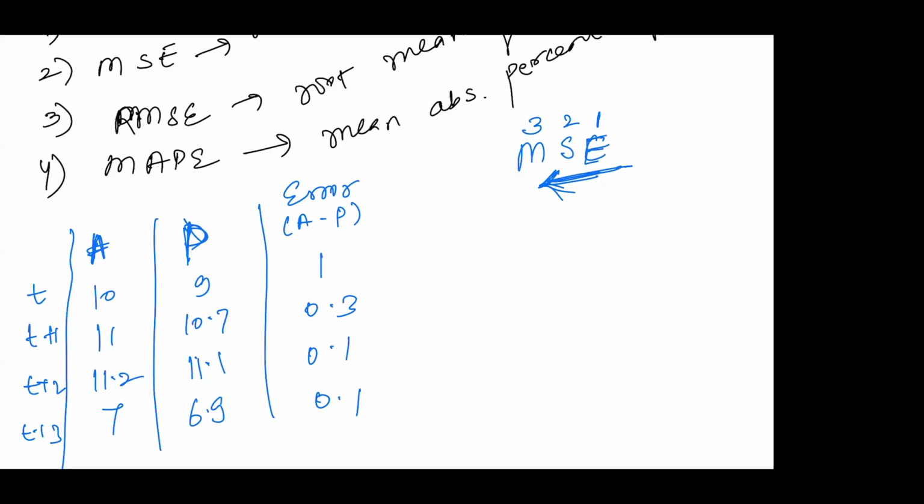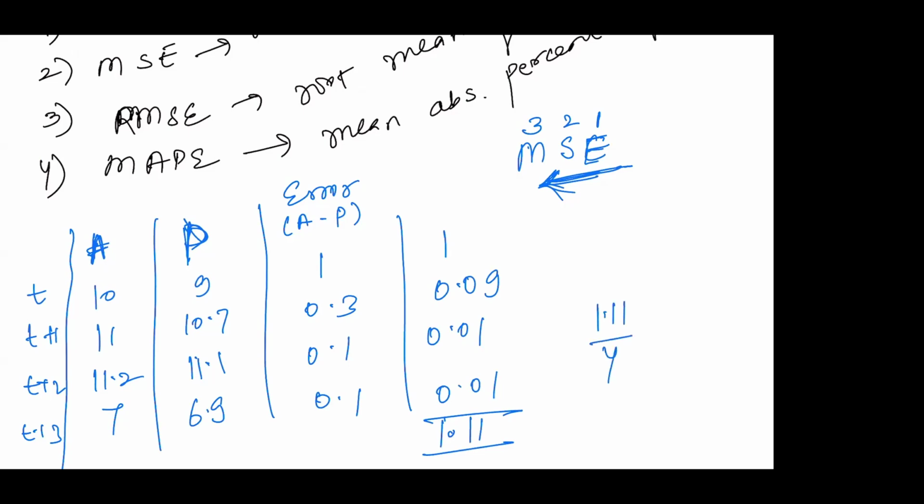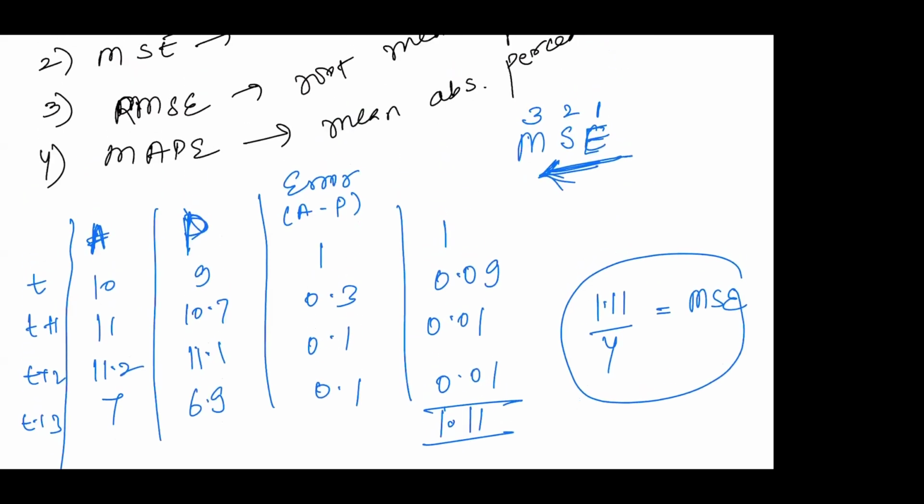So you have calculated your error. Second is square the error. Let's square. And the third is take a mean. So what will be the mean? I guess it will be 1.11, so 1.11 divided by 4 will be the mean square error for this model, whatever the answer is. So always remember, we'll go in the reverse direction.